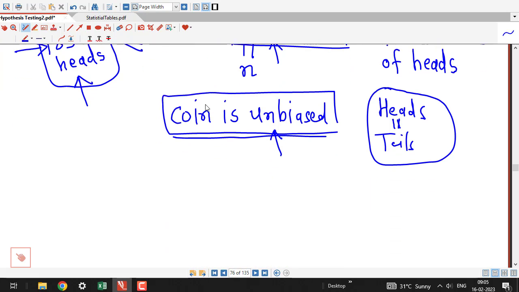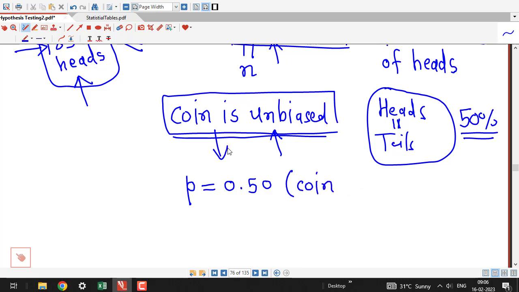That we have to decide. So first thing is, if the coin is unbiased, then there are 50% chances for head as well as tail. So we can say that population proportion must be equal to 50% or 0.50. If coin is unbiased, then we can say that the proportion of number of heads or number of tails must be equal to 0.50.